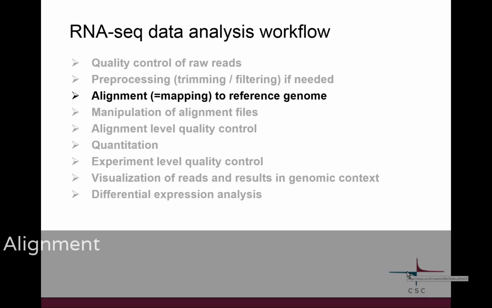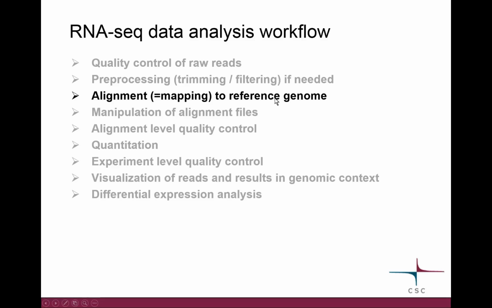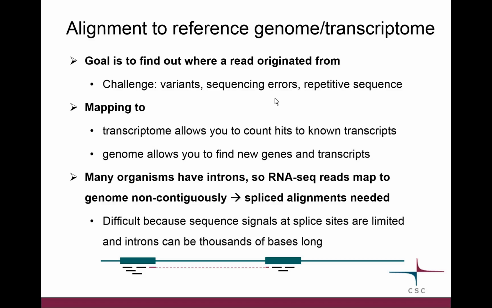So now our next step is the alignment. First we check the quality of the reads. We noticed that there was a bit of a problem in the ends of the reads, so we trimmed the bad bits off. And now we are happy with the reads and we want to match them to the genome to figure out from where, which gene they are coming from. So we are talking about mapping and alignment interchangeably.